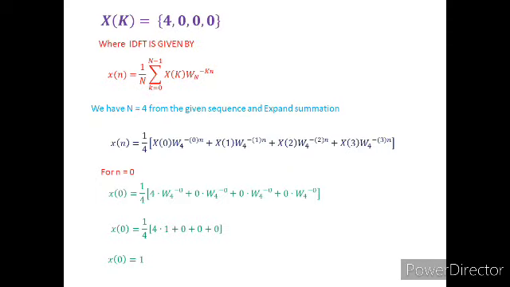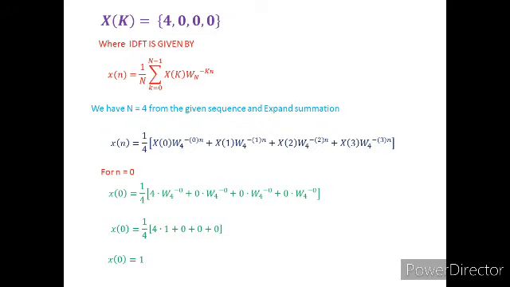First one we have is X of k. X of k is 4, 0, 0, 0. So how to solve? We have a definition of IDFT given by x of n is equal to 1 by N, summation of k is equal to 0 to N minus 1, X of k, W_N to the power of minus kn. So from the given X of k, we have N is equal to 4. And then we have to expand that summation value.